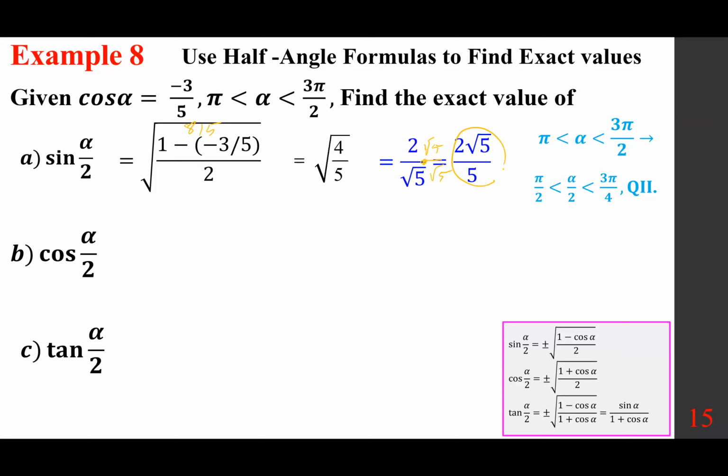What about cosine? We are going to use plus or minus. In the second quadrant, we know cosine is negative. So we use the same formula here, but with a negative sign. So minus the square root of 1 plus cosine alpha. And I put it in red so everybody can see why we are using it, okay?